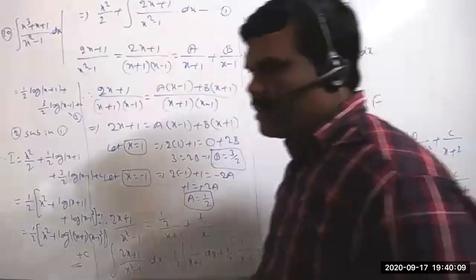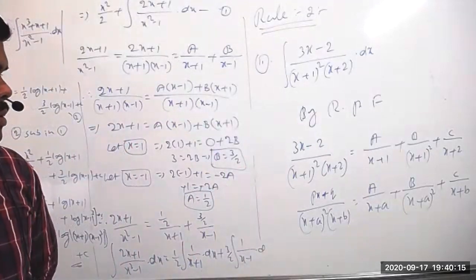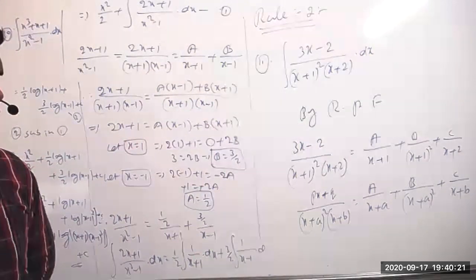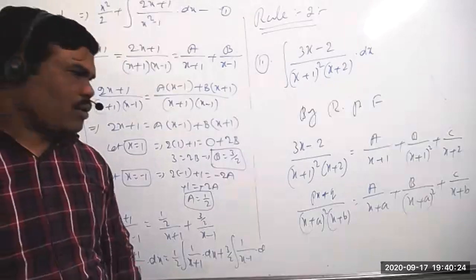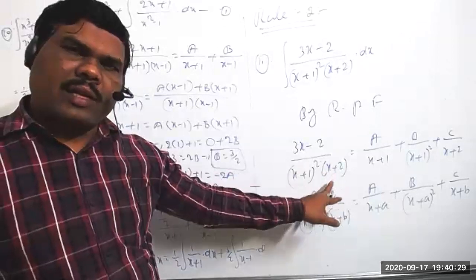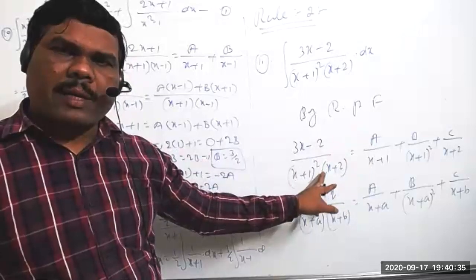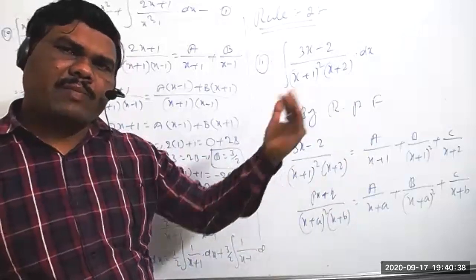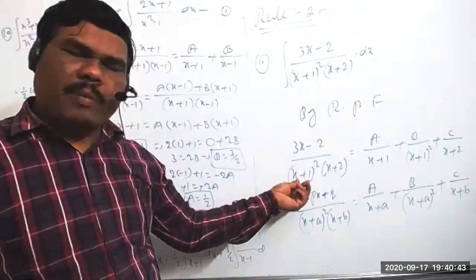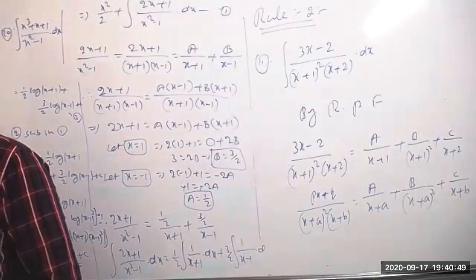Can we not write 3x minus 2 by x plus 1 into x plus 1 into x plus 2, sir? No, we can't write like this. That's why I gave rule 2 also very clearly. Suppose we get x plus 1 whole square into x plus 2 whole square. Then first you take a by x plus 1 plus b by x plus 1 whole square. For x plus 2 whole square, you write c by x plus 2 plus d by x plus 2 whole square. That means however many times a factor repeats, that many proper fractions we have to take. Okay, sir. It's compulsory.